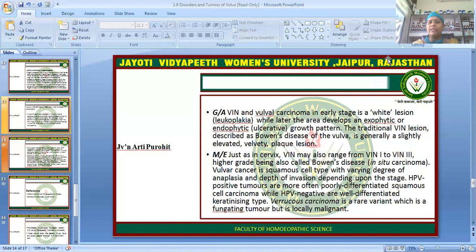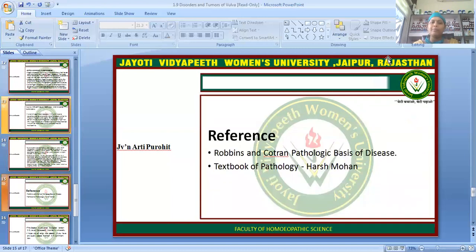The traditional VIN lesion described as Bowen's disease of the vulva is generally a slightly elevated and velvety plaque lesion. The microscopic examination shows, just as in cervix, VIN may also range from 1 to 3, higher grade being also called Bowen's disease. Vulval cancer is a squamous cell type with varying degree of anaplasia and depth of invasion depending upon the stage. HPV positive tumors are more often poorly differentiated squamous cell carcinoma, while HPV negative are well differentiated keratinized type. Verrucous carcinoma is a rare variant which is a fungating tumor but is locally malignant.